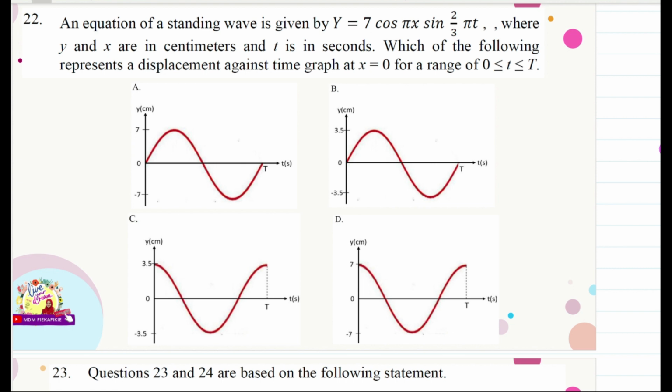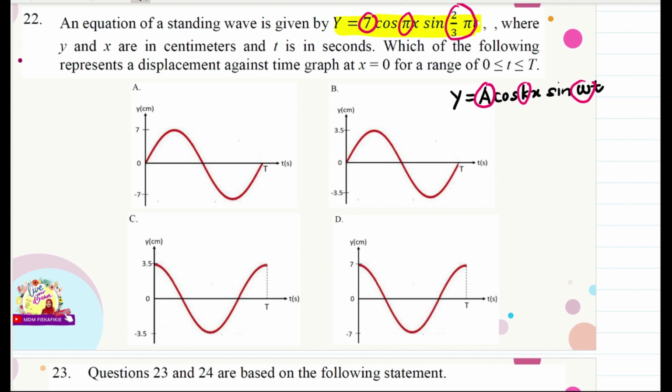So here we have an equation of standing wave. Given that y is equal to, okay, ini soalan standing wave from chapter 10, 7 cos pi x sin 2/3 pi t. Based on this equation, this is the general equation. Untuk standing wave, general equation dia apa? A cos kx sin omega t. So daripada sini you boleh nampak lah, A is equal to 7 for standing wave, k is equal to pi, and omega is equal to 2/3 pi.